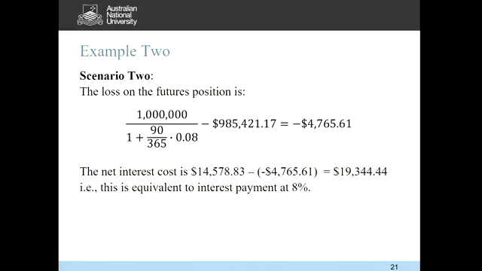Okay, so that's all for today's workshop. Any questions? It's quite straightforward. Yes? Sorry, can you repeat? You mean you can reinvest at the higher rate?